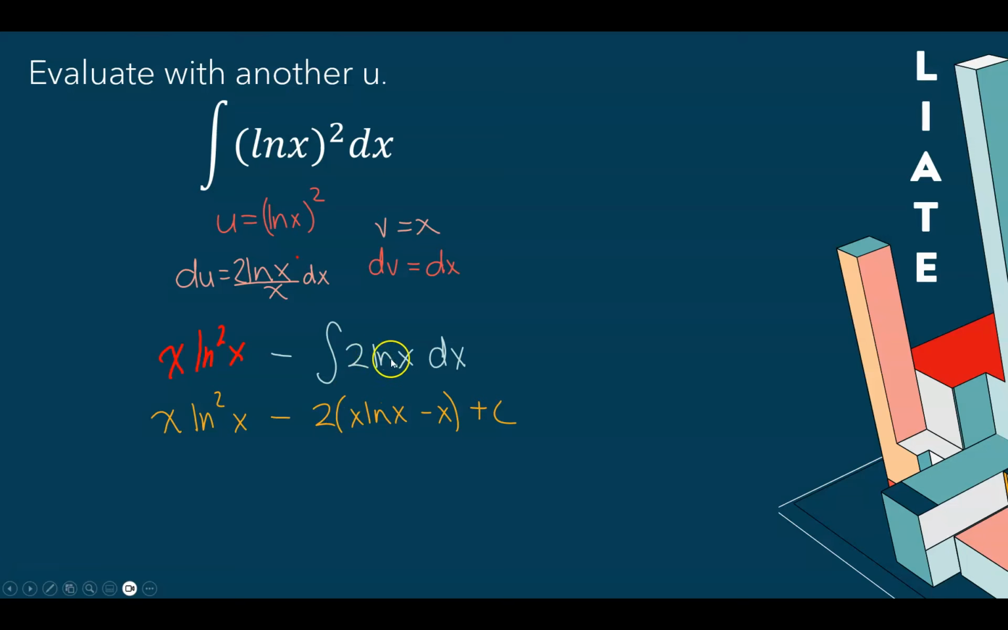And antiderivative of natural log is x natural log of x minus x. We have to distribute that 2, and we get x natural log squared x minus 2x natural log of x. And then distribute that 2 again, plus 2x, plus a constant.